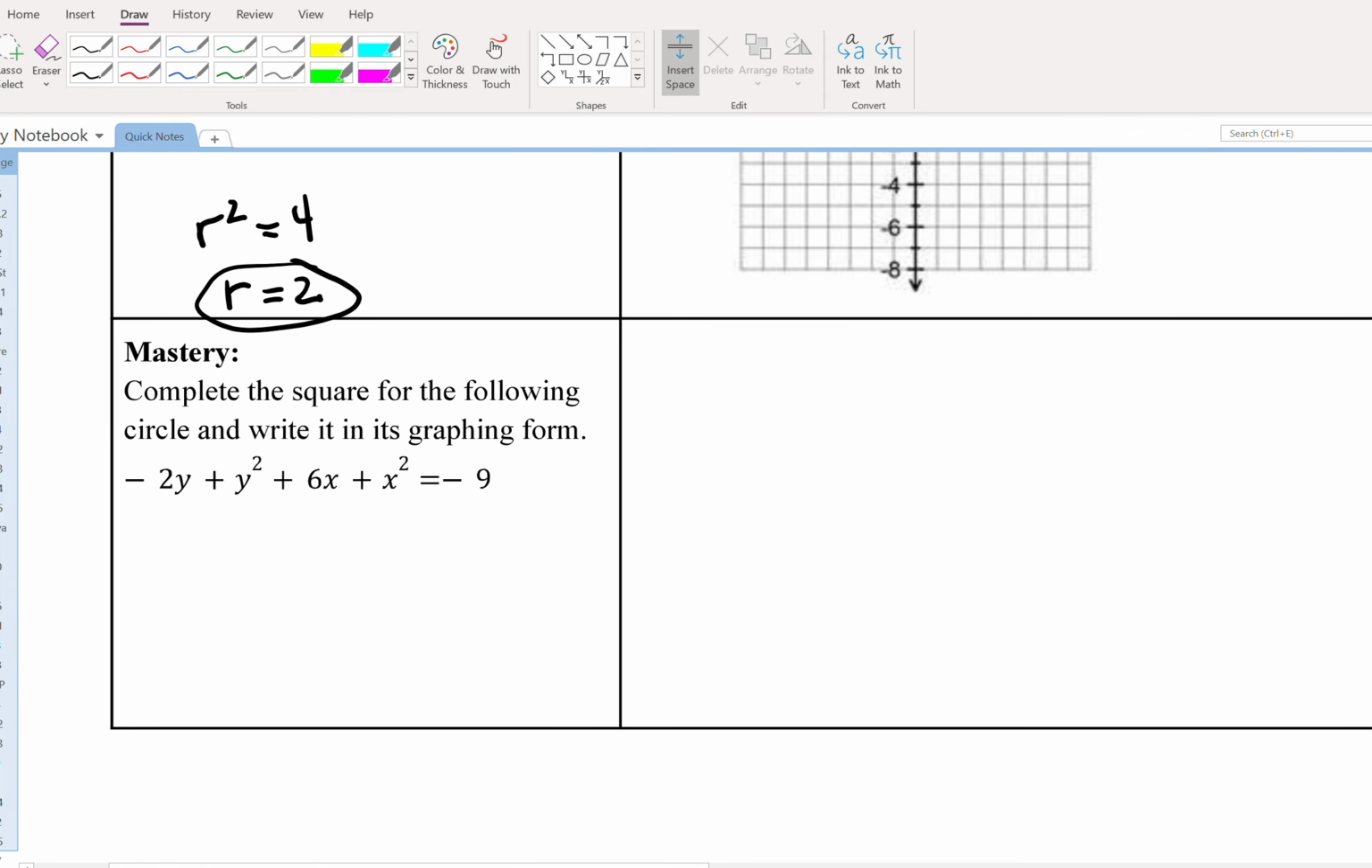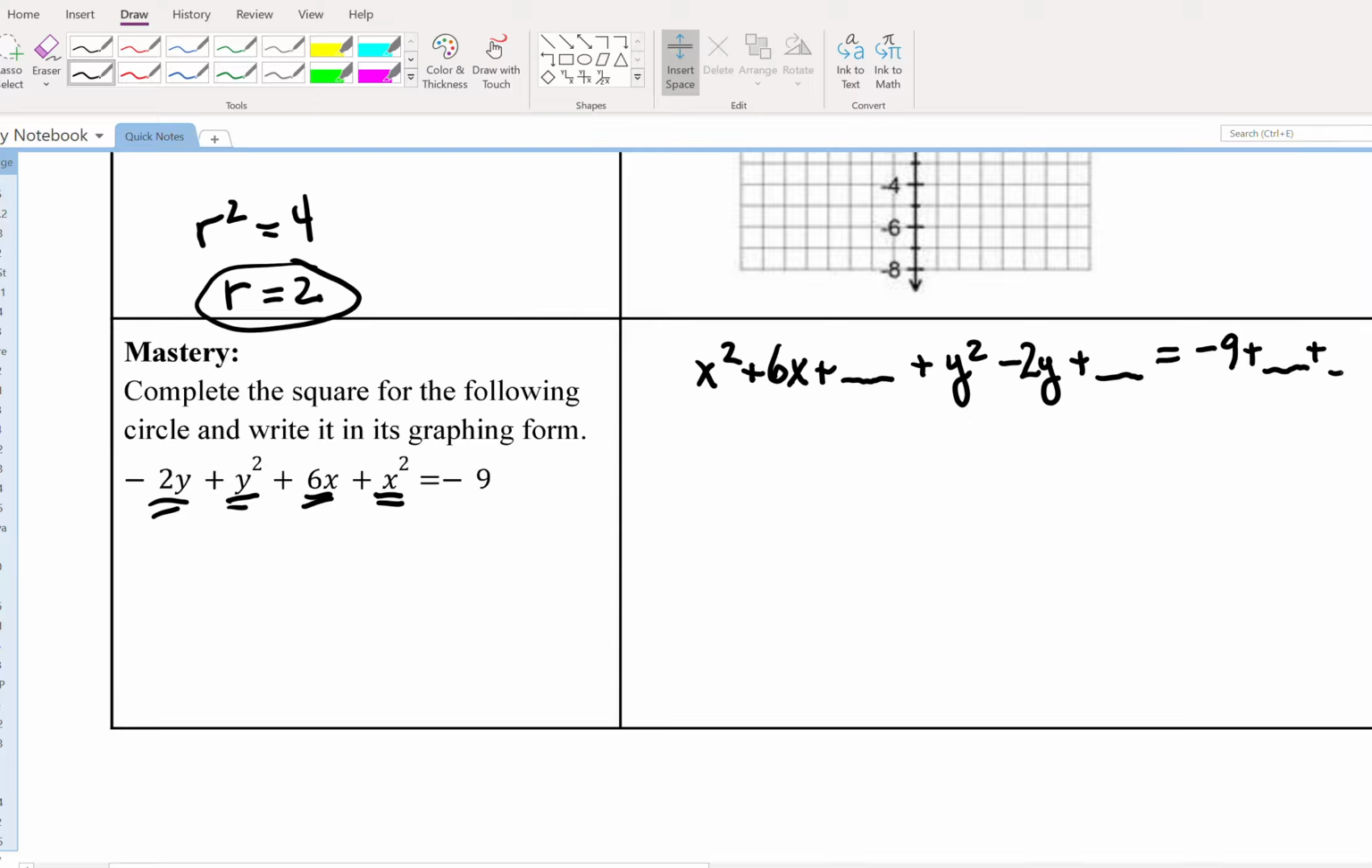Now for the mastery, complete the square for the following circle and write it in its graphing form. Here we have to complete the square, so I'm going to take the first term, x squared, and write it with that plus 6x. I'm just putting it in somewhat standard form. I'm going to leave a space to complete the square for the x. And then I'm going to go over here plus y squared and minus 2y, and leave a space to complete the square for the y. And then on the other side, I've got -9. So I'm going to put plus blank for my x plus blank for my y.